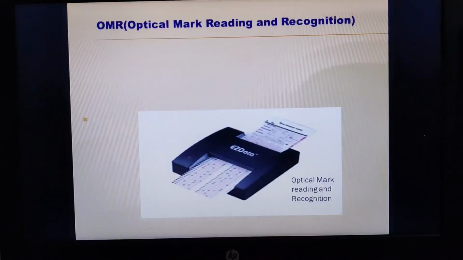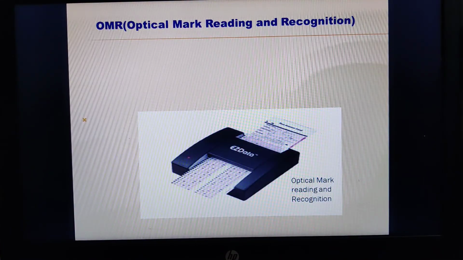Today, we shall discuss OMR, that is optical mark reading and recognition. This is a reader that reads the marks made by a pen or pencil and converts them into computer processable form.